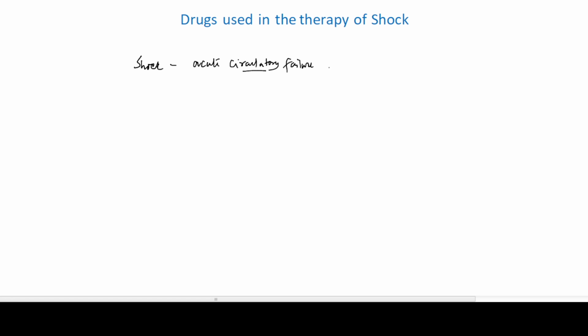So, what's the function of circulation? The function of circulation is to deliver oxygen, nutrients, and to remove the waste products of metabolism.